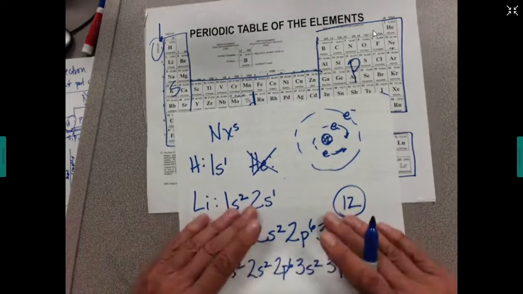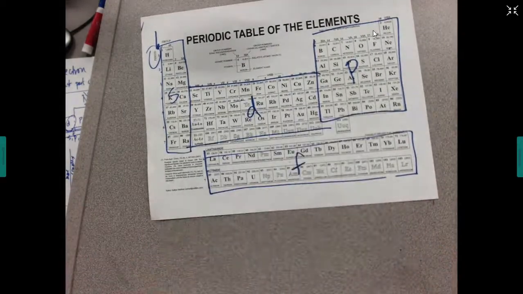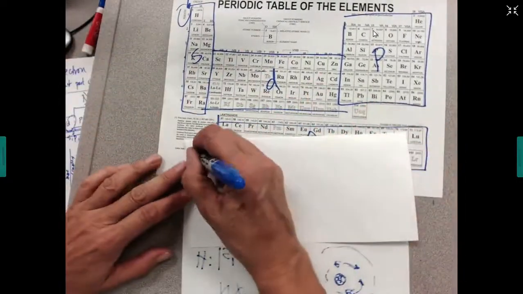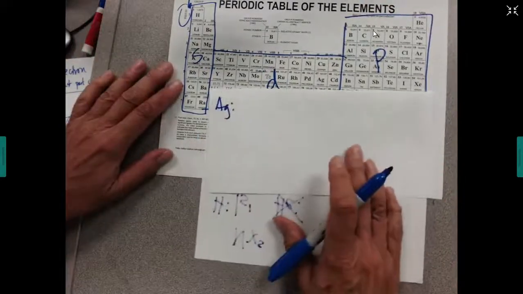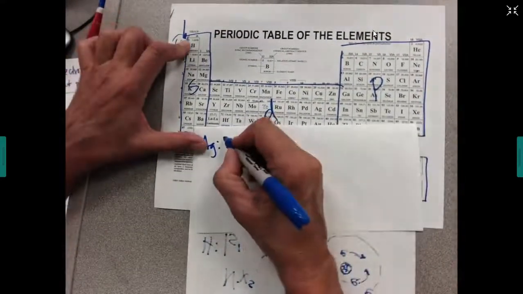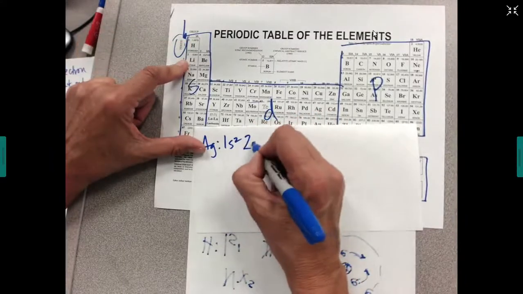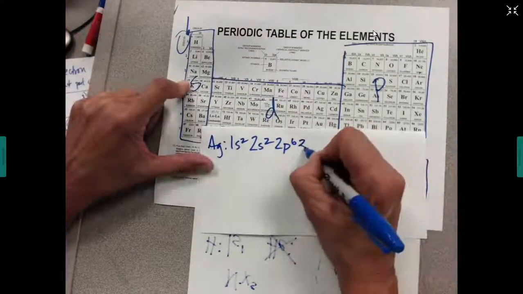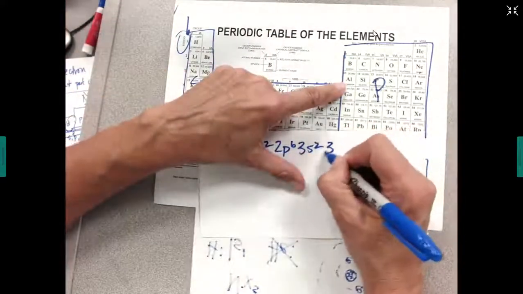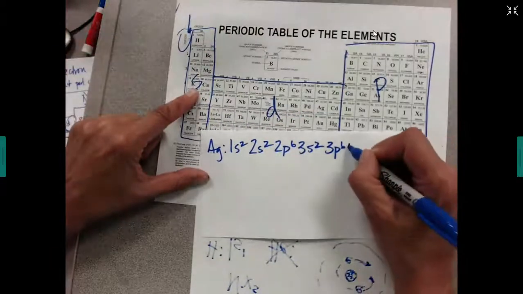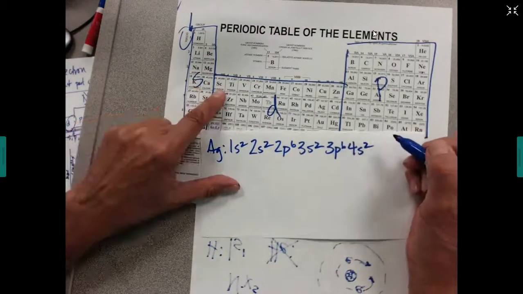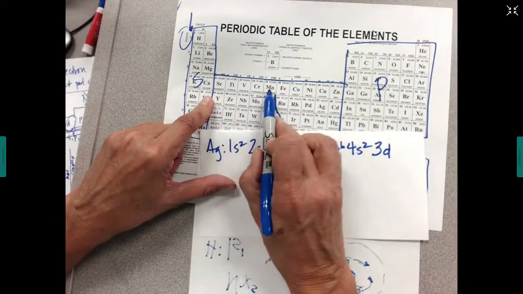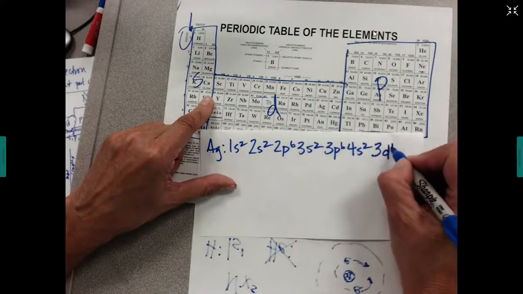Okay. Let's do one more with some d block elements in it to make sure that we know what we're doing here. Let's try silver. Silver's a good one to use. All right, Ag. So if we go through, there's silver. We have to go through the 1s electrons, the 2s electrons, the 2p electrons, the 3s electrons, the 3p electrons, the 4s electrons. Now we're back in the d block, so it's 3d, 1, 2, 3, 4, 5, 6, 7, 8, 9, 10.